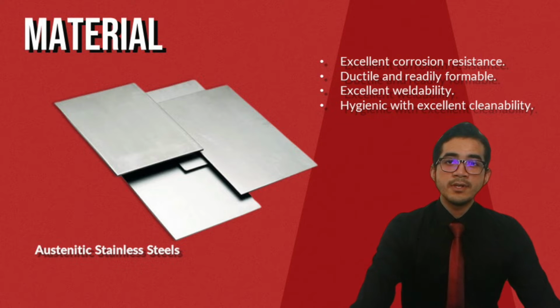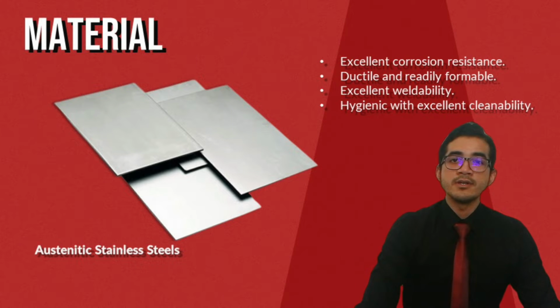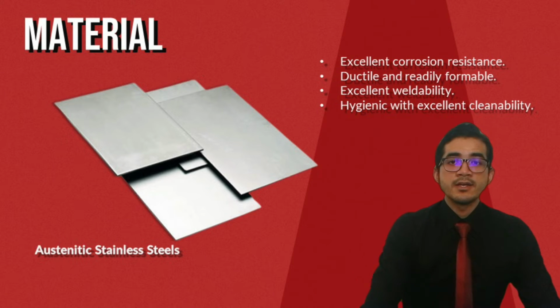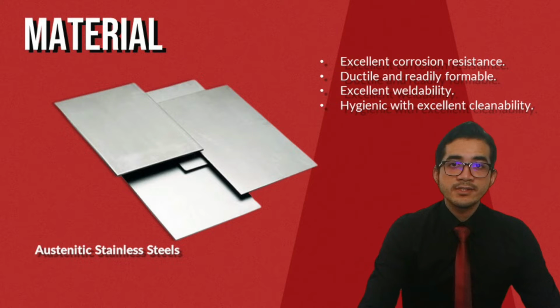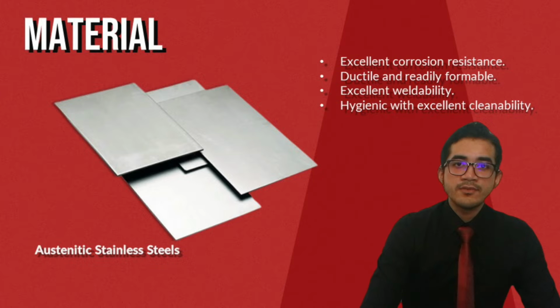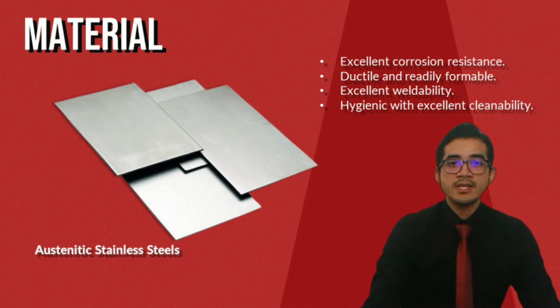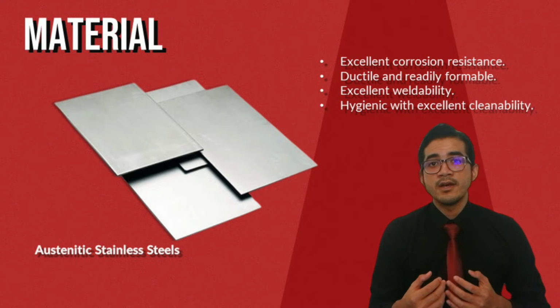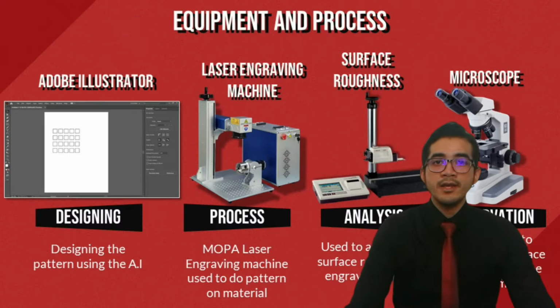Next, we're going to talk about the material that has been used in this project. The material used is austenitic stainless steel, as shown beside me. The reasons it was chosen as the specimen: first, it has excellent corrosion resistance. Second, it is ductile and readily formable. Third, it has excellent weldability. And the last one, it is hygienic with excellent cleanability, which means it does not rust and the surface is shiny.